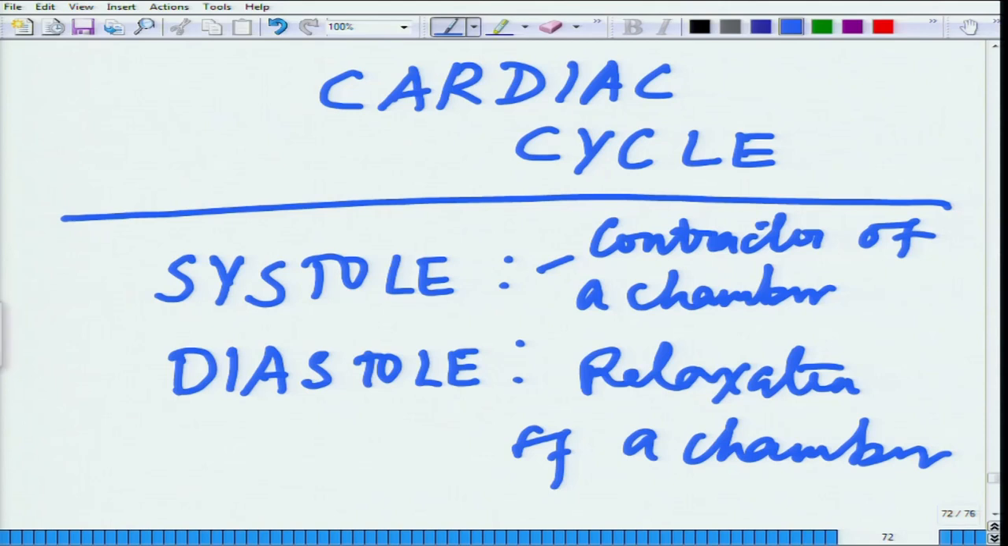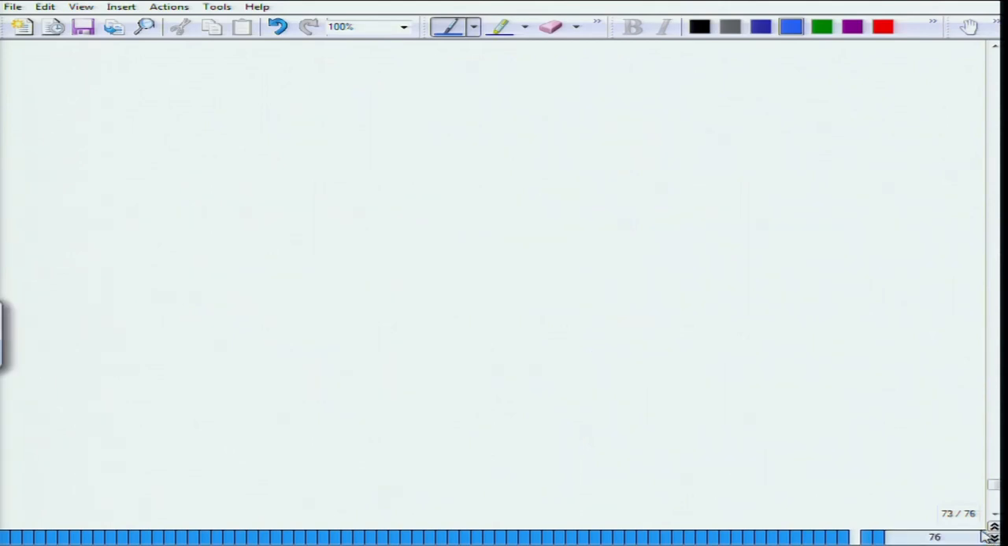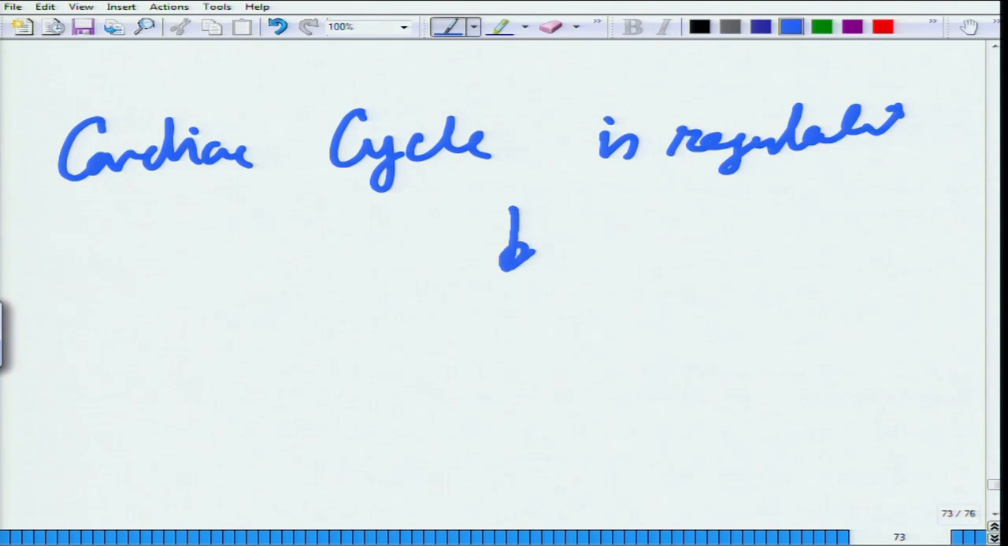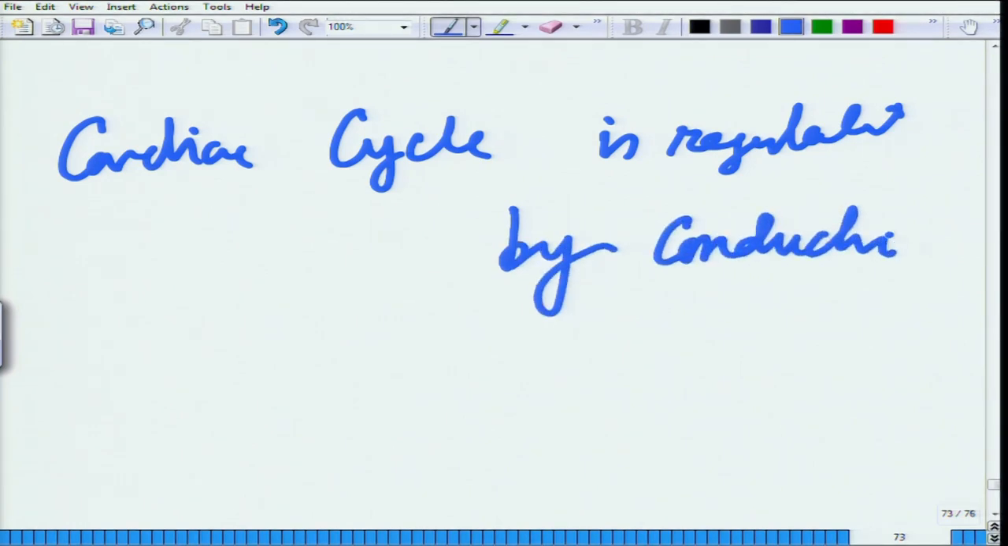This is what is meant by systole and diastole. So, the cardiac cycle is regulated by the conduction system. So, how is it being done? Let's systematically go through it step by step.